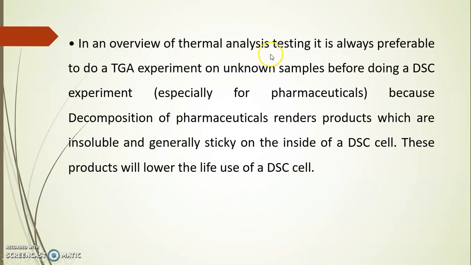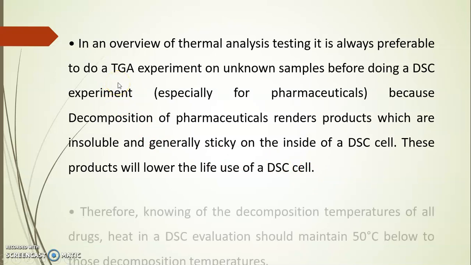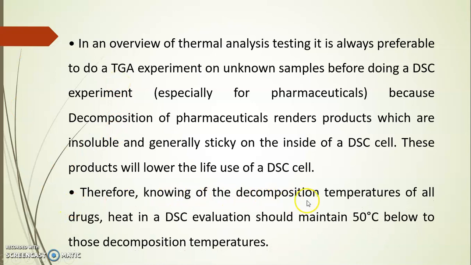In an overview of thermal analysis testing, it is always preferable to do a TG experiment on an unknown sample before doing a DSC experiment, especially for pharmaceuticals, because decomposition of pharmaceuticals produces products which are insoluble and generally sticky on the inside of the DSC cell. These products will shorten the life of the DSC cell. That's why we first go for the TG experiment and after that for the DSC experiment. Therefore, knowing the decomposition temperatures of drugs, heating in a DSC evaluation should be kept 50 degrees Celsius below those decomposition temperatures.